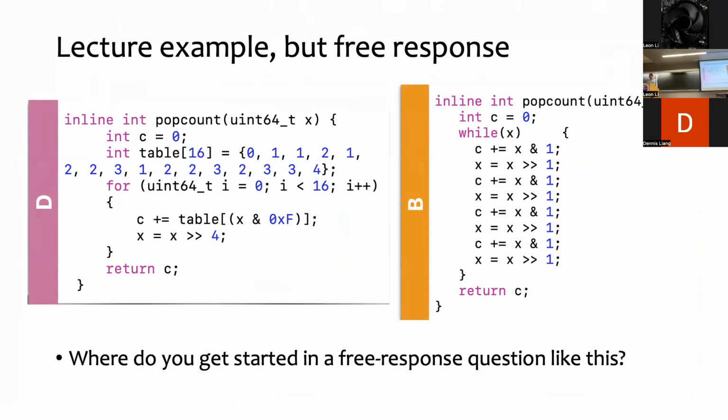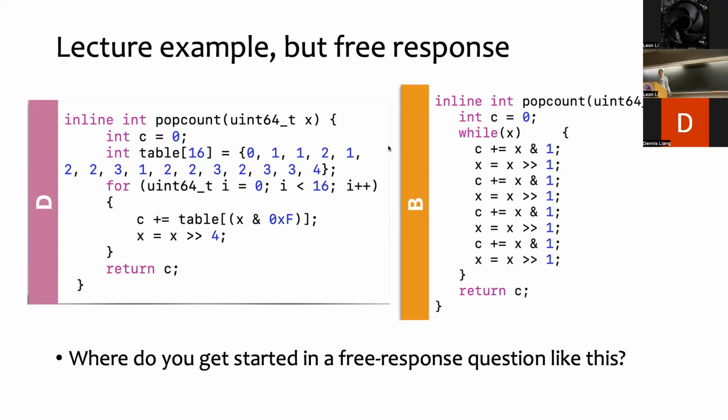All right. You must still remember this example, right? This is from the lecture. We have A, B, C, D, 4 different implementations of the same program. And we give you the choice: which one performs better than the other one, because of what reason? But what if this is a free response question? How do you even get started?